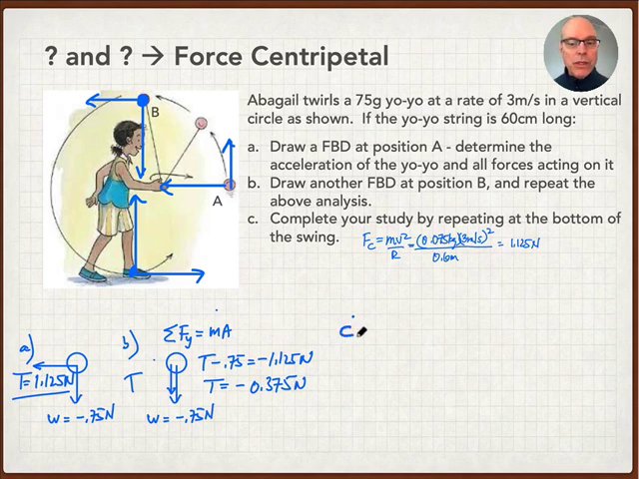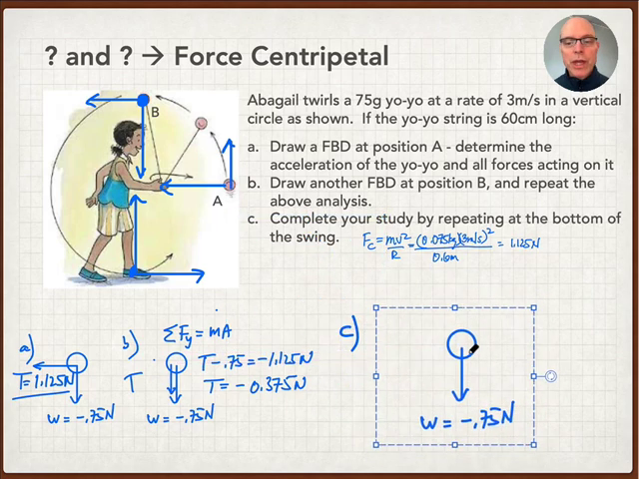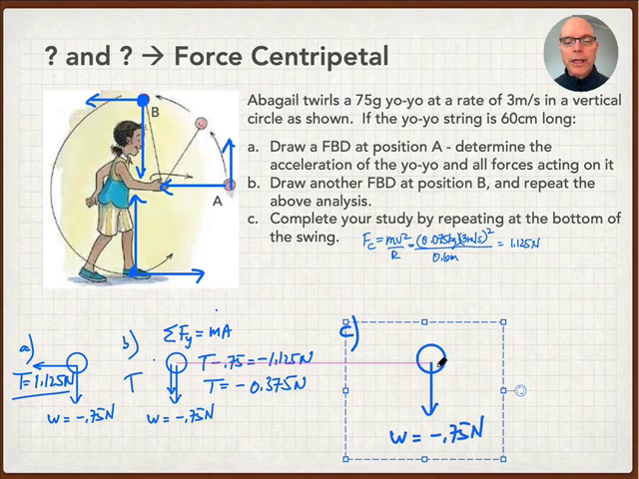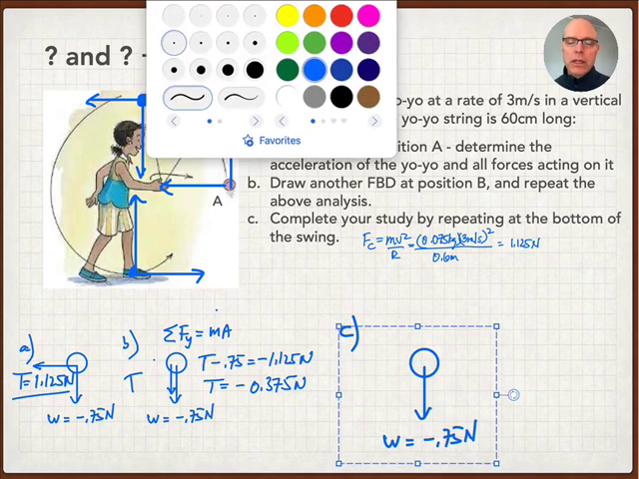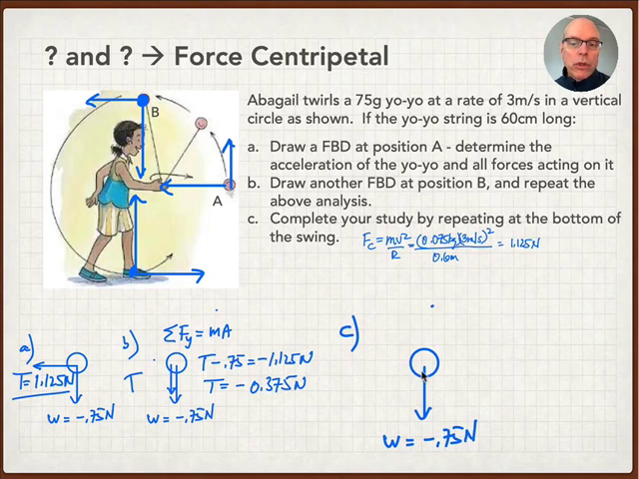Well, it depends, again, on the forces that are working. So just as we had before, we're given a weight of the yo-yo that pulls down. If Abigail's going to be able to keep this thing in a circle, she's going to need to supply a force up here that's equal to positive 1.125 newtons. And so what's going to happen is that the tension is going to have to grow. It's going to not only have to supply this force, it's going to have to supply this one.